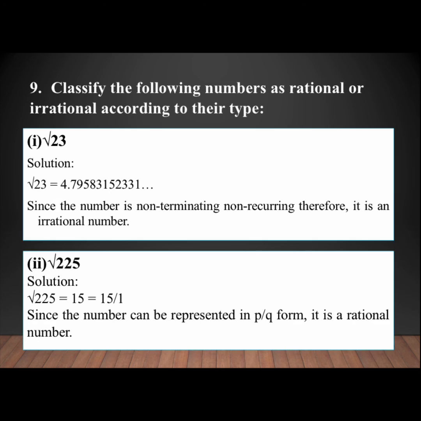Now the second part, we have root of 225. Now solving it, we get 15. Now we have it in the p by q form, which is 15 by 1. Since the number can be represented in the form of p by q, it is a rational number.